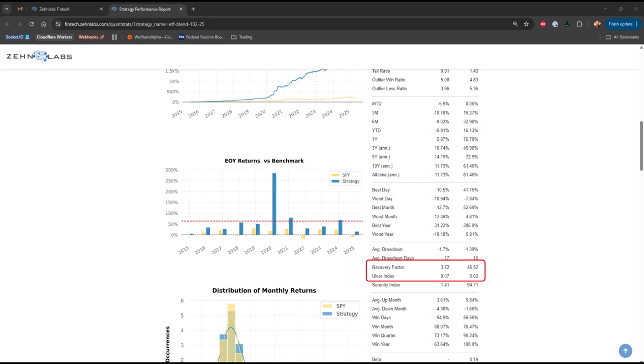I do pay close attention to recovery factor and ulcer index. The higher the recovery factor, the quicker the recovery from drawdowns. Also, the smaller the ulcer index, the shorter and or shallower the drawdowns. There are no absolute good or bad numbers for these metrics. I generally only compare them to the benchmark or use them to decide about which strategies I should deploy more capital to.